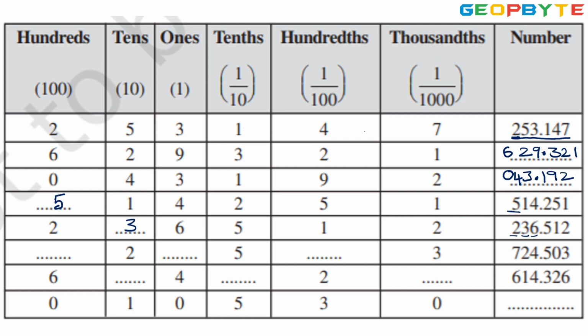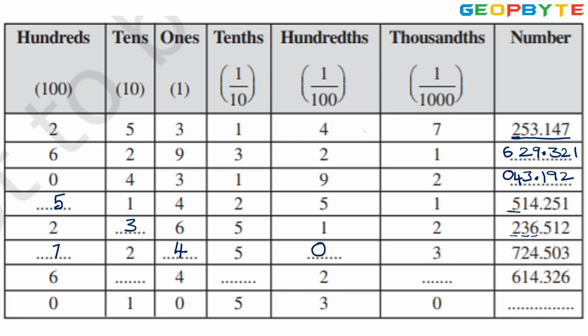Next, 724.503. In 724.503, 7 is at the 100 position. 2 is at the 10th position. Yes, it's there. 4 is at the 1's position. So in place of this, we need to write 4. And after that, the decimal point. Then after that, we are having 5. 5 is nothing but the 10th position. So 5 is there. Next, 0. 0 is at the 100th position. So 0.